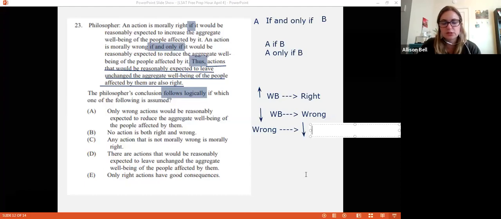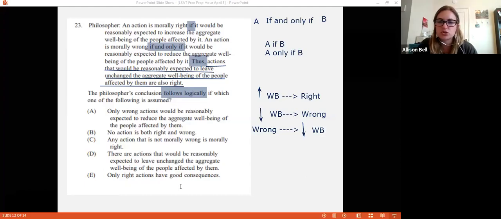So one thing that's good to notice on the LSAT is when you have this strong polarization between two options. It's either right or it's wrong. Here's the criteria for where it's right. Here's the criteria for where it's wrong. And then I notice that my conclusion jumps into this middle ground. Well, what if it just leaves everybody unchanged?